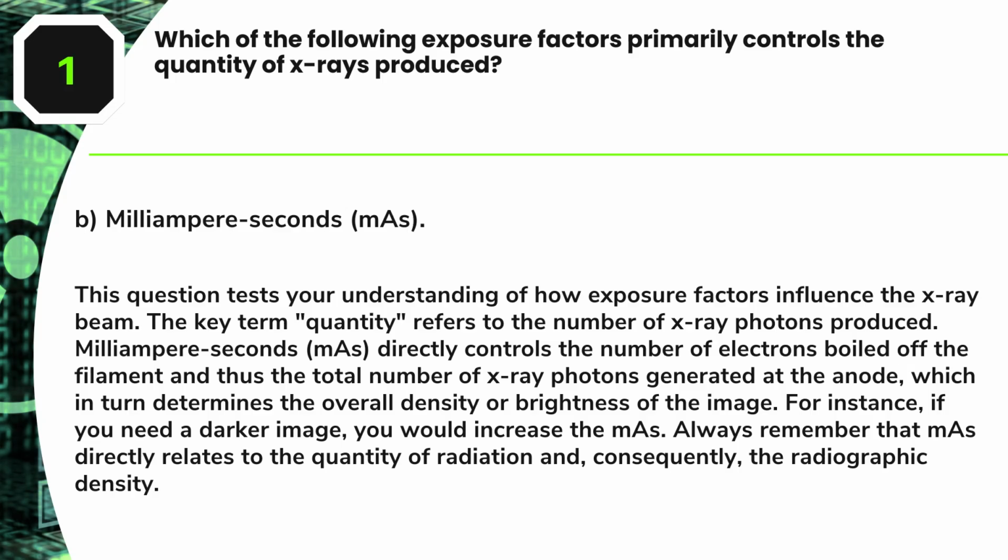photons generated at the anode, which in turn determines the overall density or brightness of the image. For instance, if you need a darker image, you would increase the mAs. Always remember that mAs directly relates to the quantity of radiation and, consequently, the radiographic density.